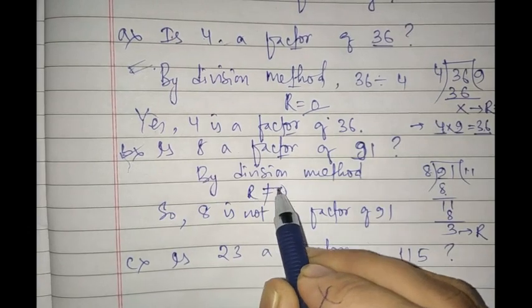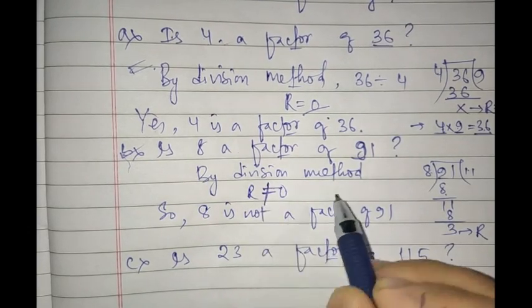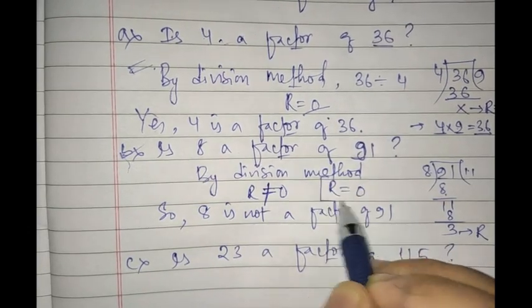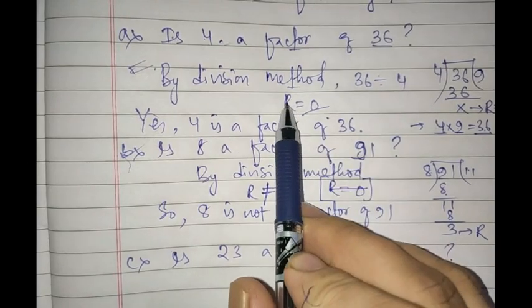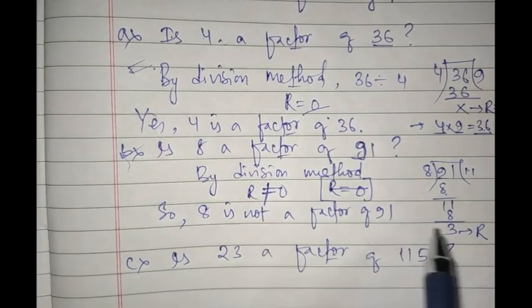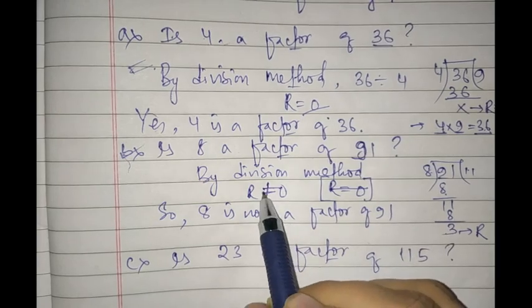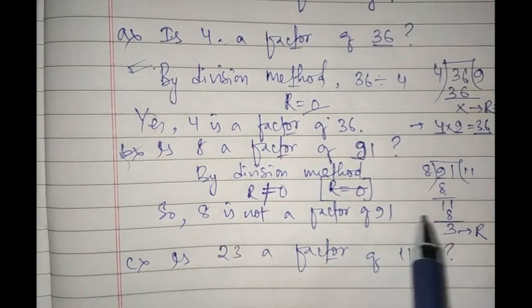So what is this sign I have represented? Not equal to. If suppose r is equal to 0, then I could have written like this, right? Which I did in number 1. But here the remainder is not equal to 0. Remainder is 3. So we can say 8 is not a factor of 91.